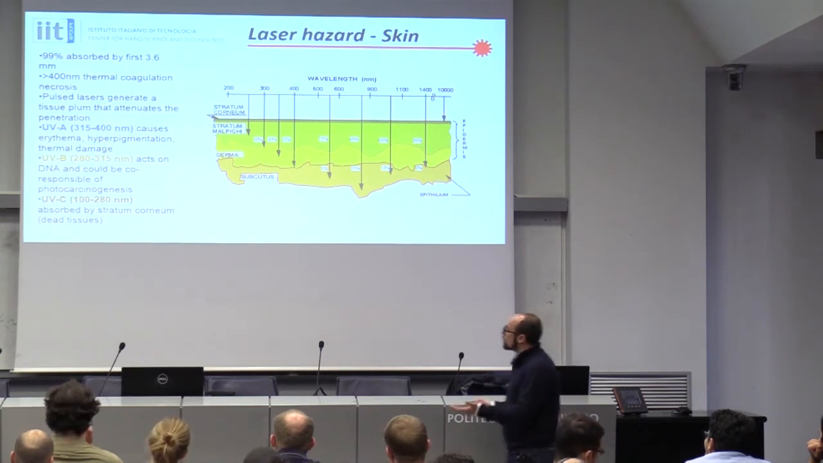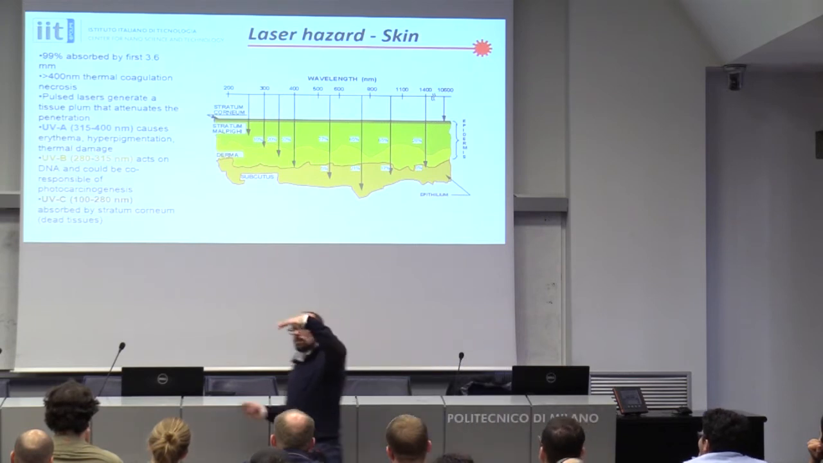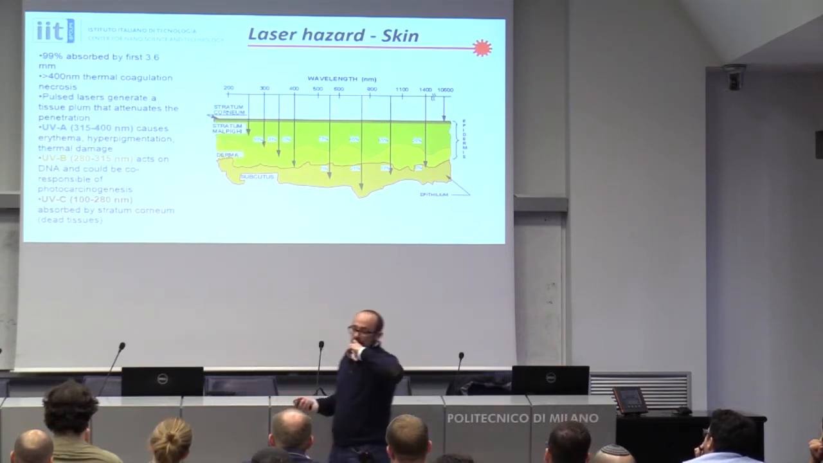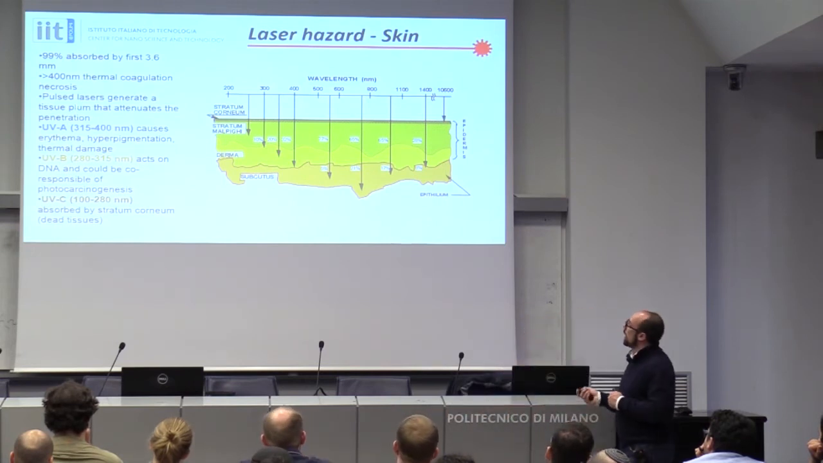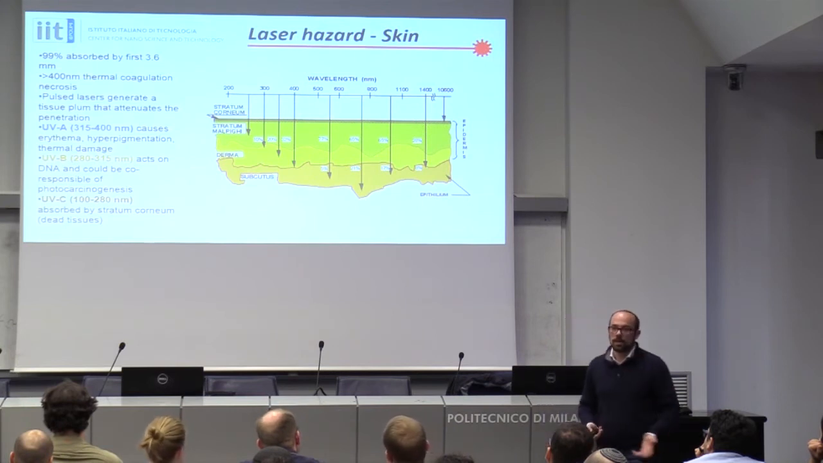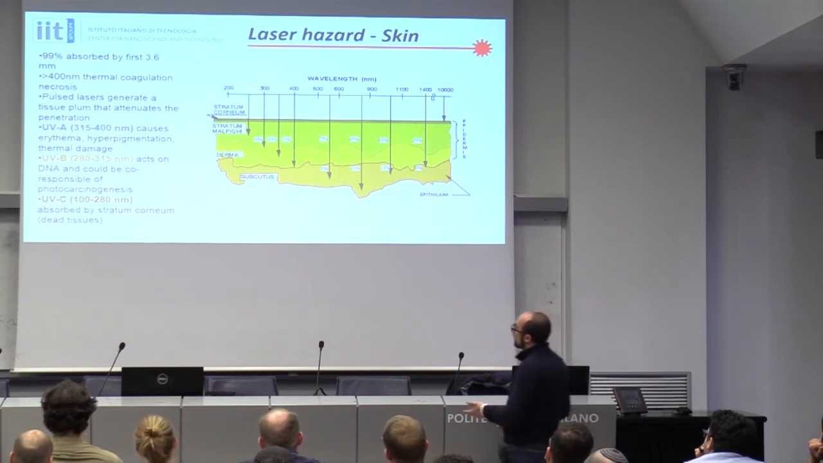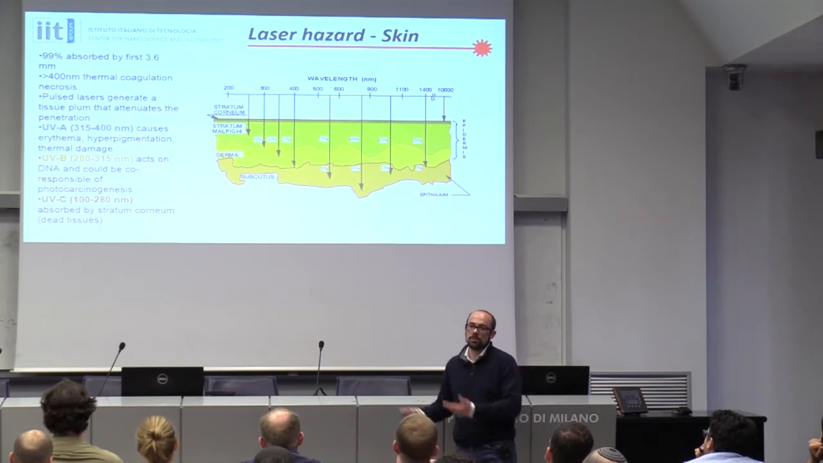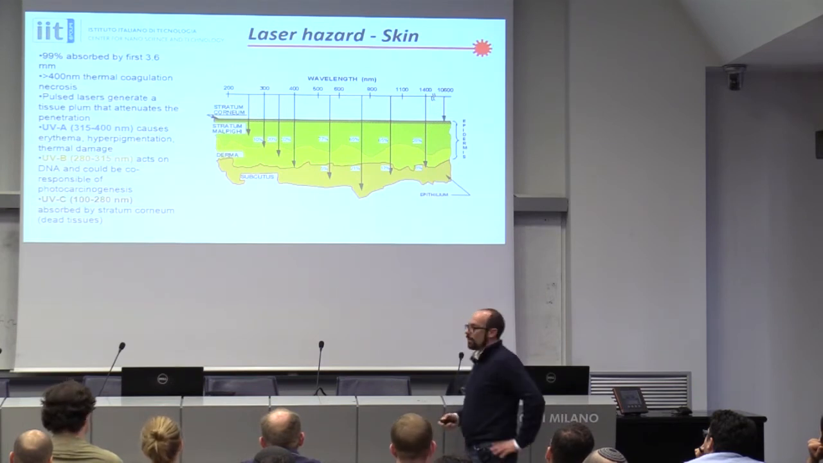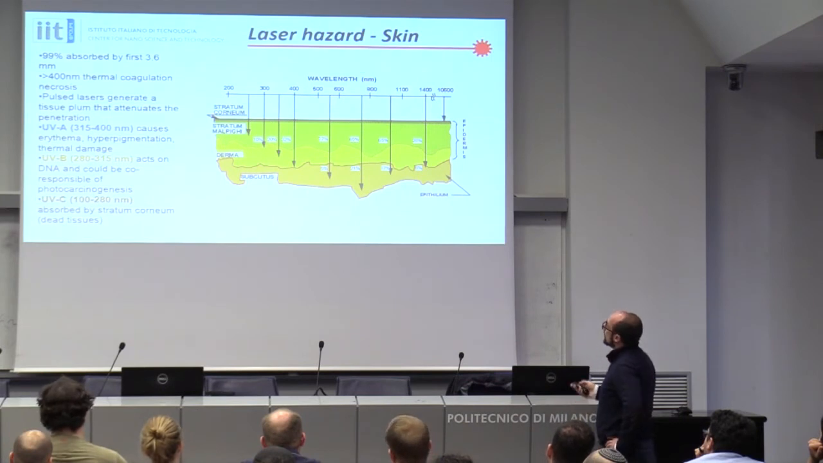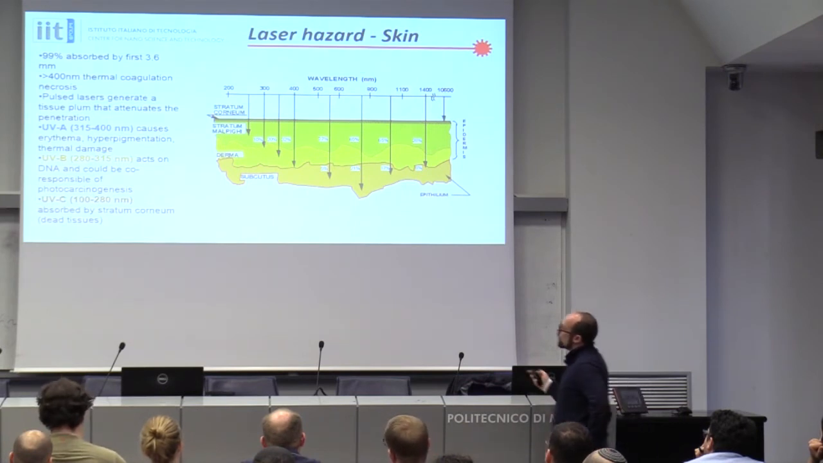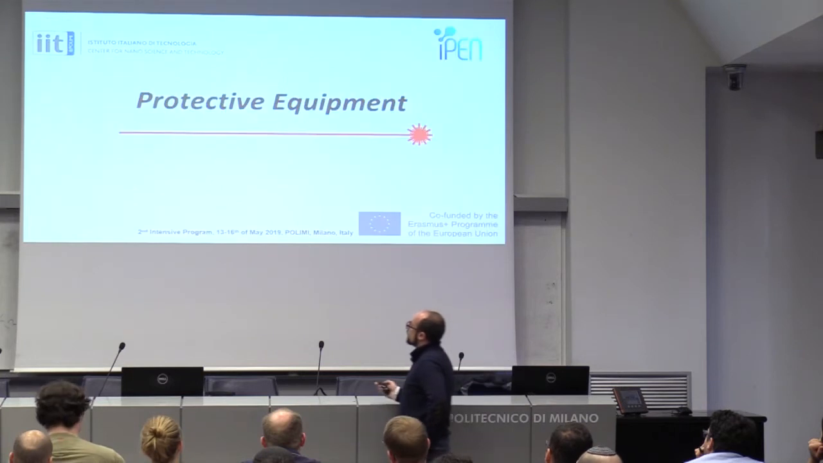UVC is mostly absorbed by the most external part of our skin. And UVA can cause actually erythema and sunburn and hyperpigmentation. It's actually another way to call, it's a pathological way to call the sunburn, actually. So then, this is regarding the skin, but we are going to be pretty fast here.